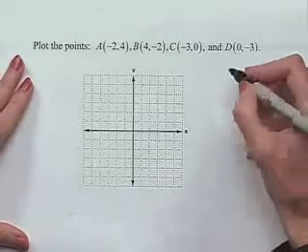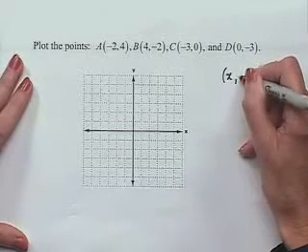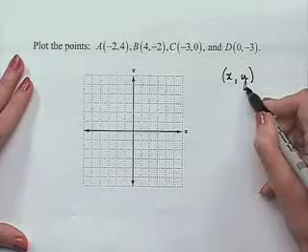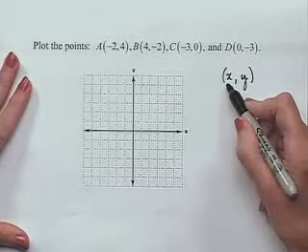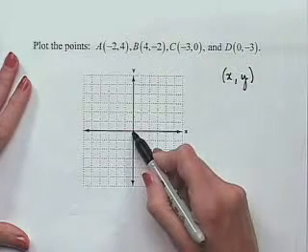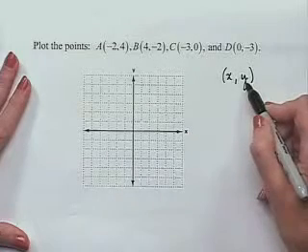Recall that in the rectangular coordinate system we have ordered pairs. The first of the ordered pair is called our x-coordinate. The second is called our y-coordinate. The first tells us how to move horizontally on the axis, beginning at the point where the two axes intersect, which is called the origin. The y value tells us how to move vertically.